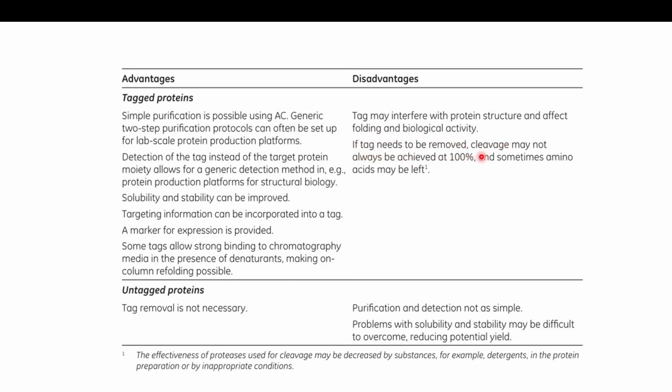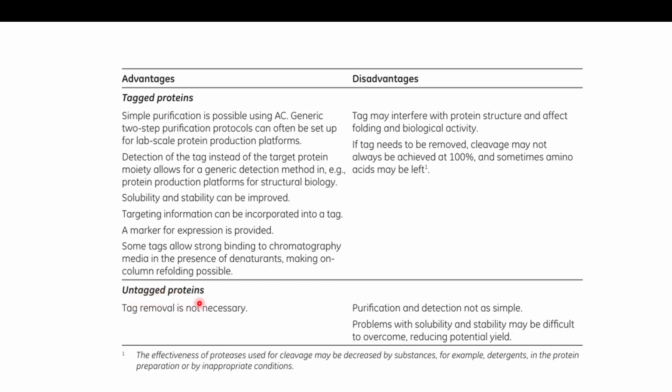Now, if the tag needs to be removed, cleavage may not always be achieved at 100%, and sometimes amino acids may be left. So we were looking at the protease thing, right? Some tagging has been done for purification, but for the downstream applications, you don't really need the tag. So you have to remove the tag. Sometimes this removal might not be 100%. Some of the amino acids might be left. The protease cleavage might be non-specific. So then some of the amino acids will be left, which can eventually hamper protein structure and function. Okay.